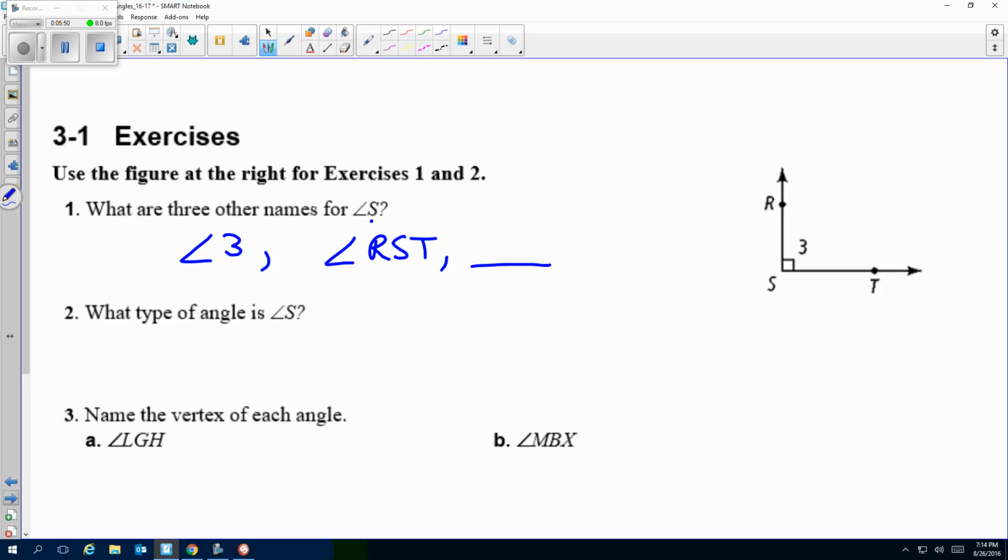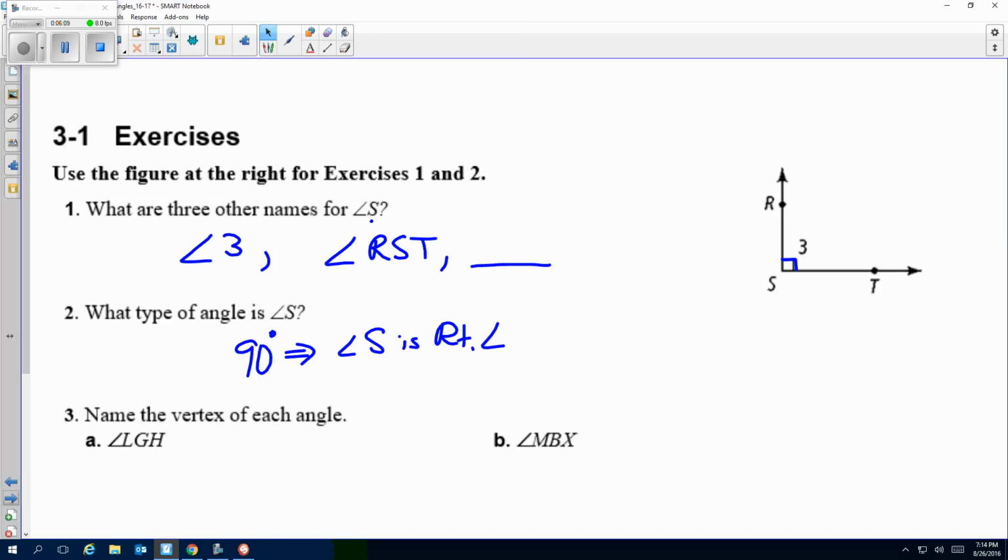And what type of angle is angle S? Because this is very important. I see this box here, but you know what that box means. Yep, so 90 degrees. Therefore, angle S is a right. That's my abbreviation for right angle.